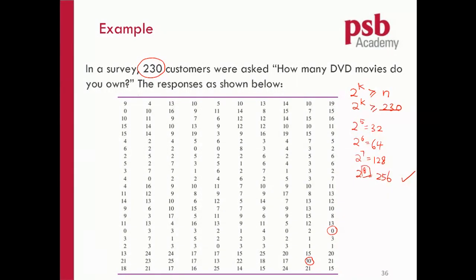Now you are going to split this 0 to 30. The range is from 30 down to 0, so there are 30 numbers. You're going to split that into how many classes? 8. So what did you get? 30 divided by 8.